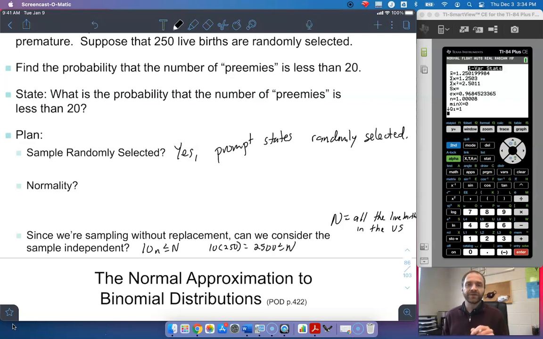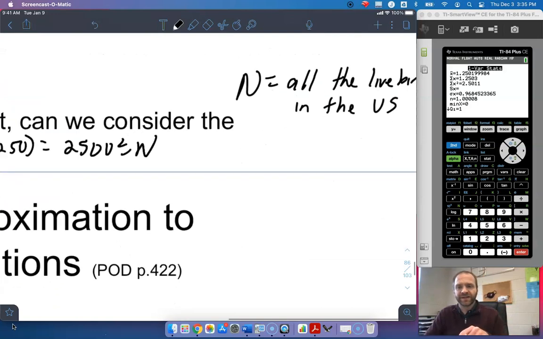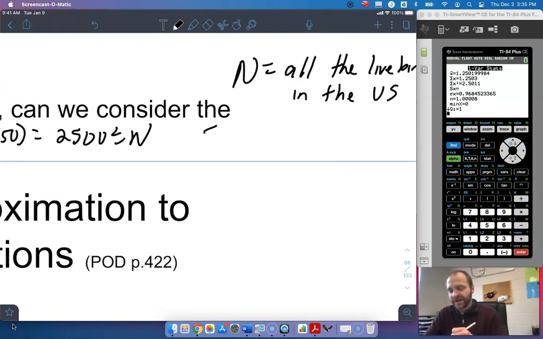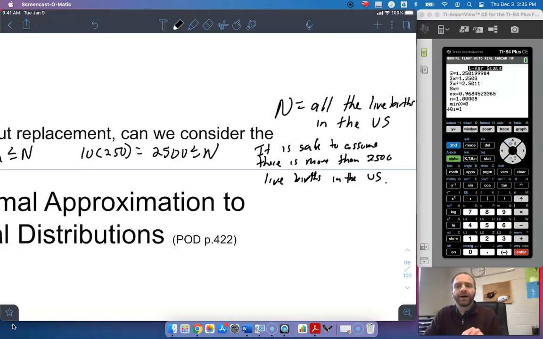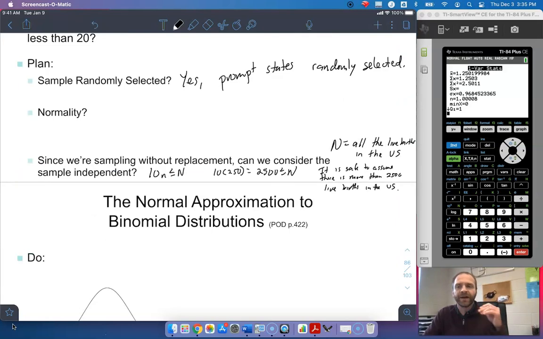Is it safe to assume there's more than 2,500 live births in the United States? We'll say yes, there is. So it is safe to assume there is more than 2,500 live births in the U.S. Since we're sampling without replacement, I know that's perfect.